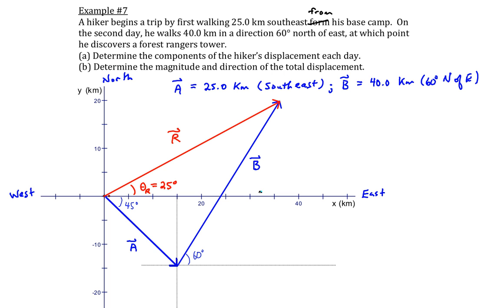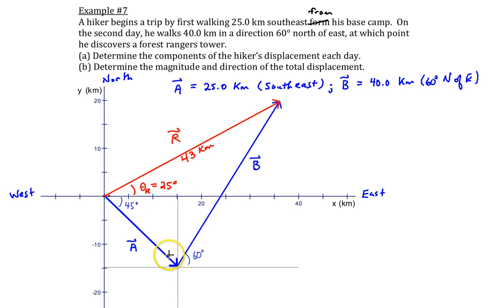And I'm getting about maybe 42, 43 kilometers roughly. So let's solve this mathematically. Let's determine the individual components of vector A and vector B, their x and y components.